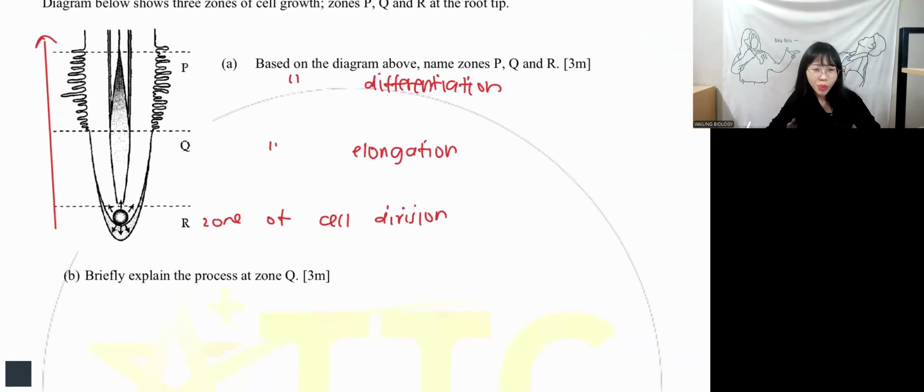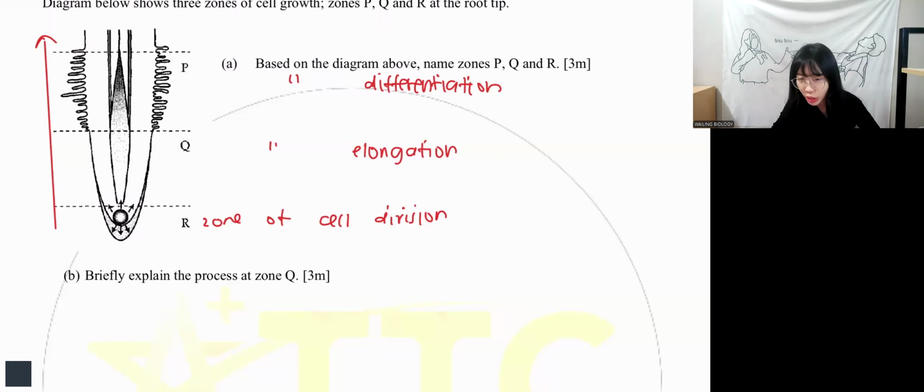Easy question. Briefly explain the process at zone Q. Elongation, we have 4 keywords. What are the 4 keywords for you to write again? The first keyword that you're going to write is what? Nutrients. Very good. So the nutrients diffuse into the vacuole and are stored in the vacuole. Second keyword is what? Osmosis. Water diffuses into the vacuole by osmosis. Third keyword is what? Vacuolation. Correct. Vacuolation means what? Small vacuoles fuse to form a larger vacuole by vacuolation. Fourth keyword is what? Pressure. Very good. They will exert pressure against the cell wall to increase the size and mass of the cell.